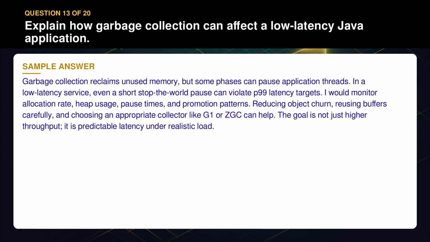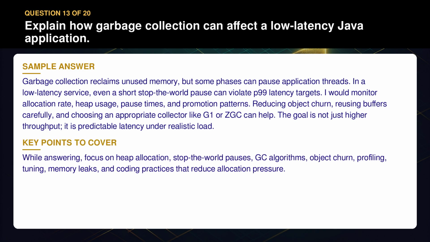Garbage collection reclaims unused memory, but some phases can pause application threads. In a low-latency service, even a short stop-the-world pause can violate P99 latency targets. I would monitor allocation rate, heap usage, pause times, and promotion patterns. Reducing object churn, reusing buffers carefully, and choosing an appropriate collector like G1 or ZGC can help. The goal is not just higher throughput, it is predictable latency under realistic load.